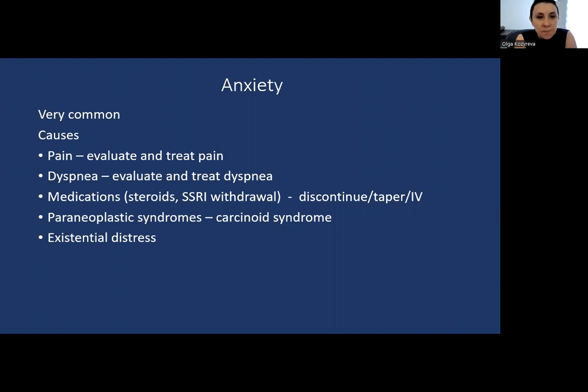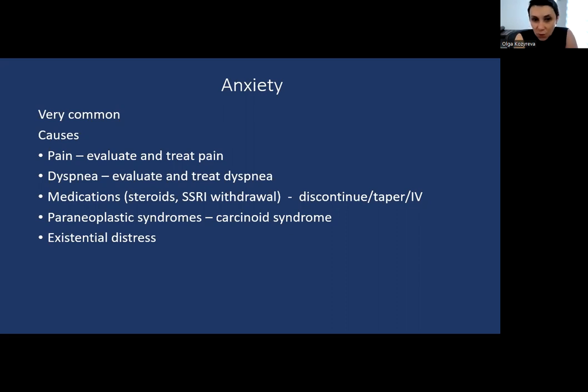I noticed that medication withdrawal can cause anxiety, especially if a patient was on an SSRI for depression or anxiety and is suddenly not able to swallow because they have bowel obstruction or a painful mouth ulcer. If you stop this medication, or suddenly this medication is not available, they can have significant anxiety secondary to discontinuation of a previously chronically administered medication for anxiety or depression. Some paraneoplastic syndromes, such as carcinoid syndrome, can cause anxiety.